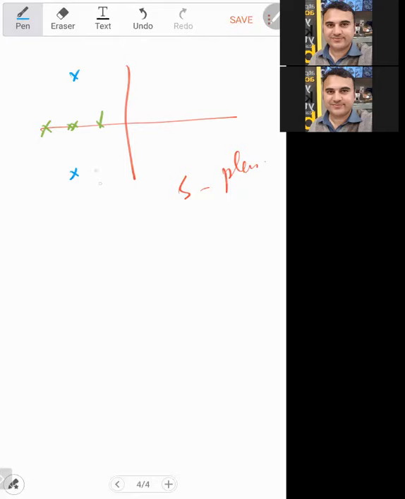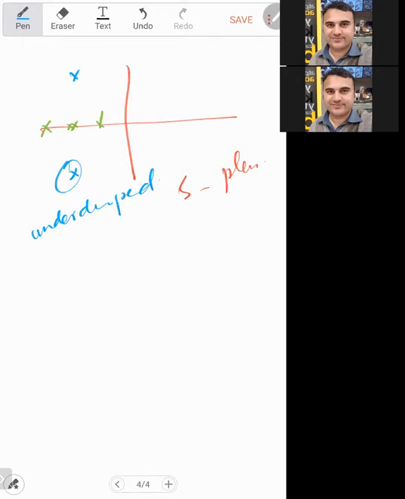Then we can quickly assume that it is an underdamped system. So we can assume that it is an underdamped system. So you see that we can say that the system is stable. It is in the left half plane. All the poles lie in the left half plane.